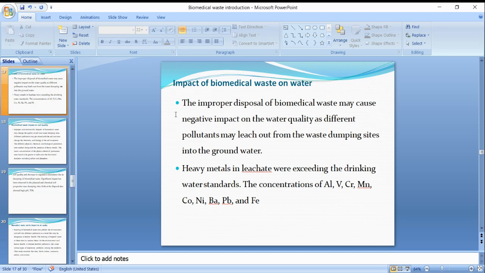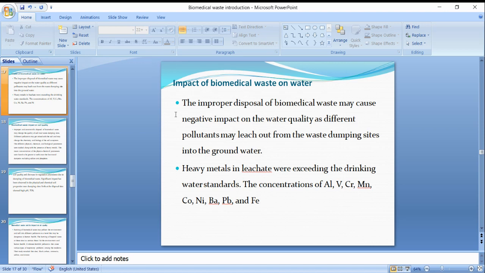So we have seen how the waste affects human health. It will create diseases like typhoid, cholera, and also HIV and hepatitis if it is not properly treated. So that is the effect on human health. How will it affect the environment? We already said that it will affect the water, soil, and air.